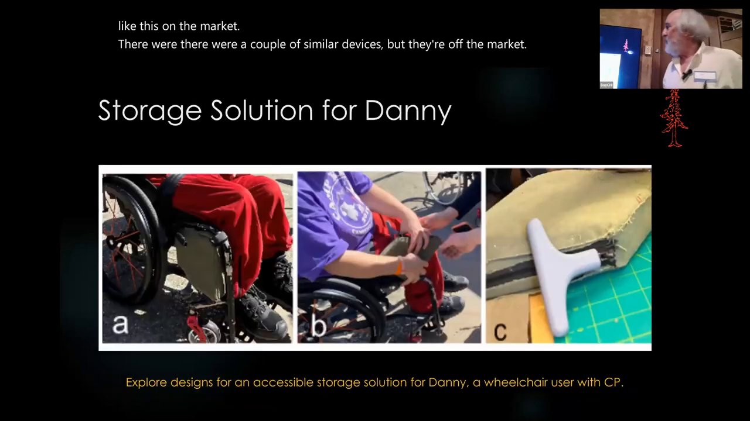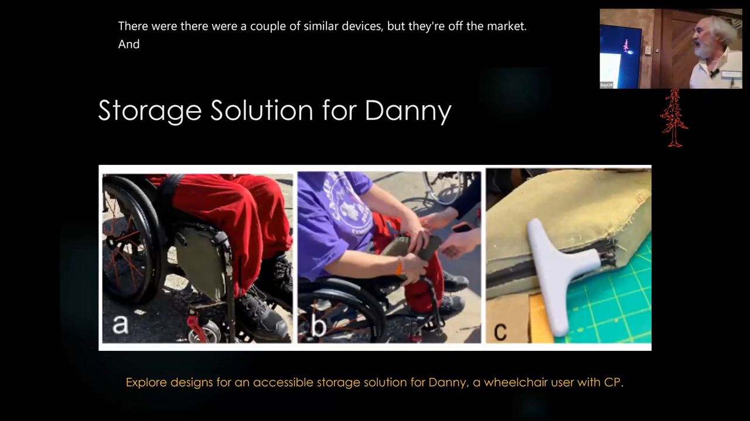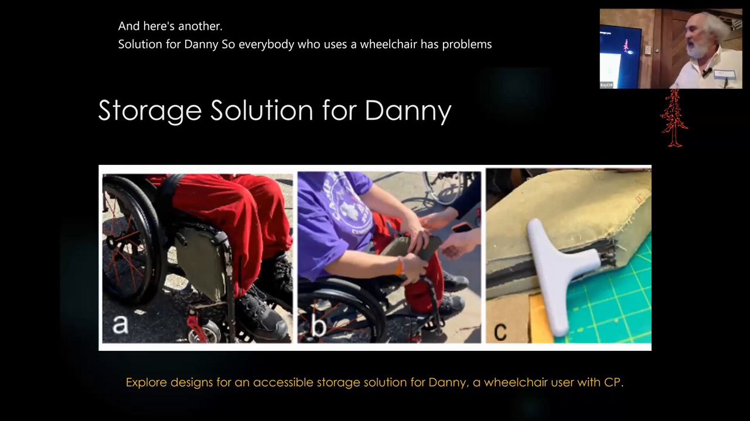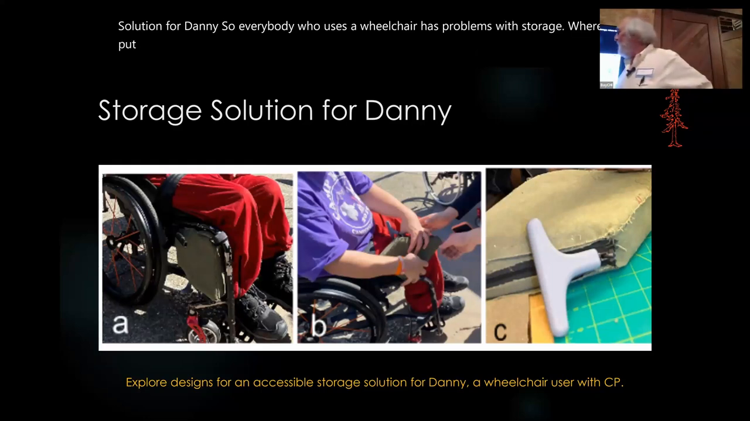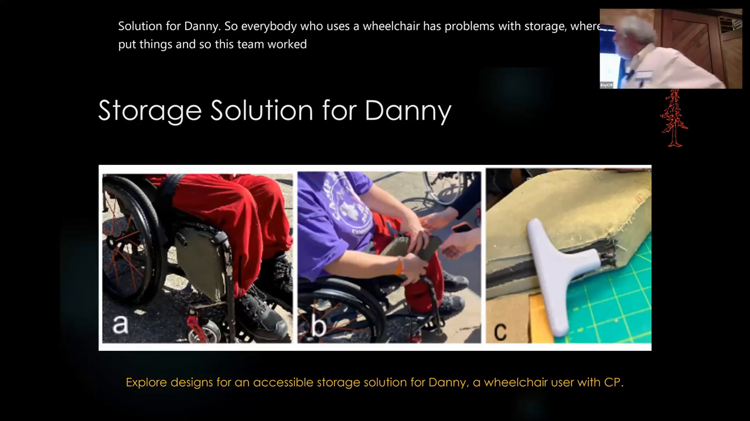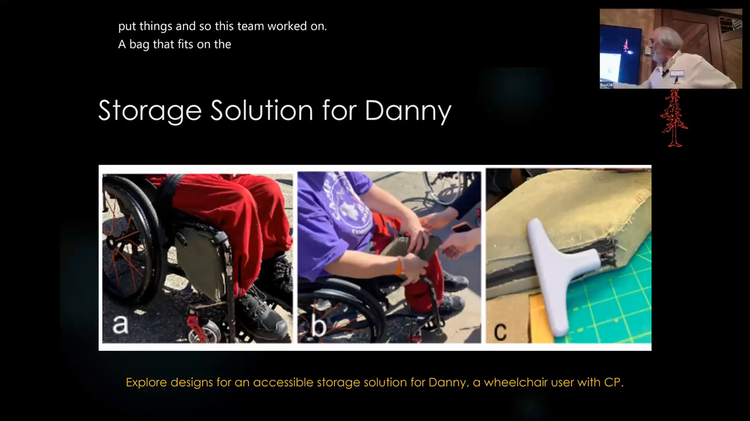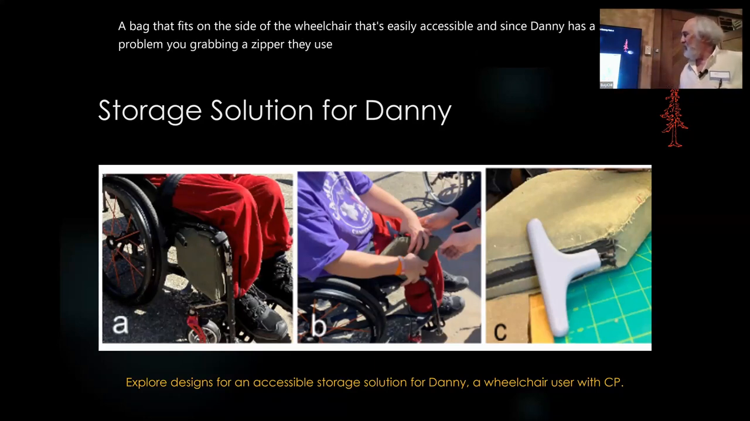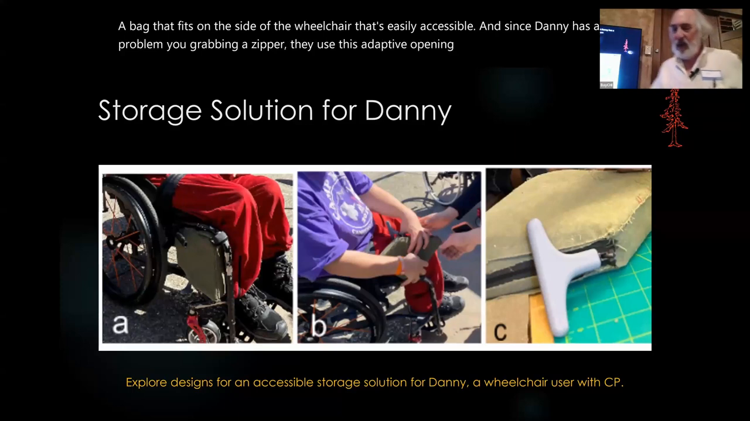And here's another solution for Danny. Everybody who uses a wheelchair has problems with storage, where to put things. So this team worked on a bag that fits on the side of the wheelchair that's easily accessible. Since Danny has a problem grabbing a zipper, they use this adaptive opening device so he can easily work it.